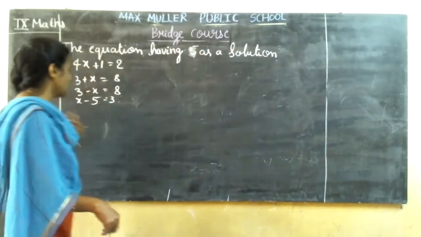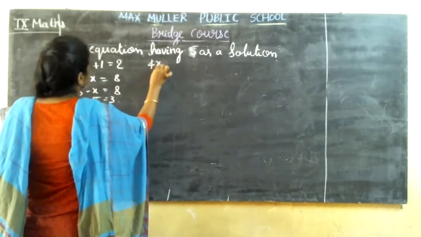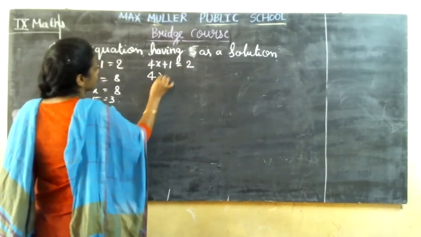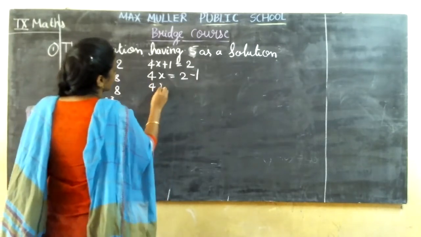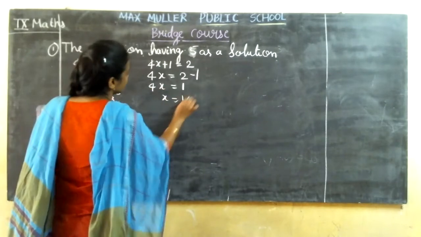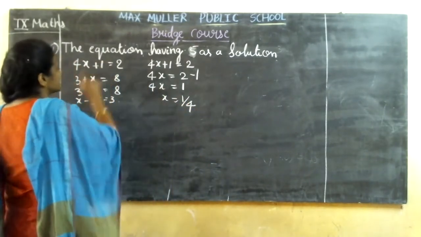So the first one, we'll take 4x plus 1 is equal to 2. How will we do this one? 4x is equal to 2 minus 1, right? So 4x is equal to 1. So x is equal to what here? 1 by 4. So you will not get 5 as the x value in this equation.